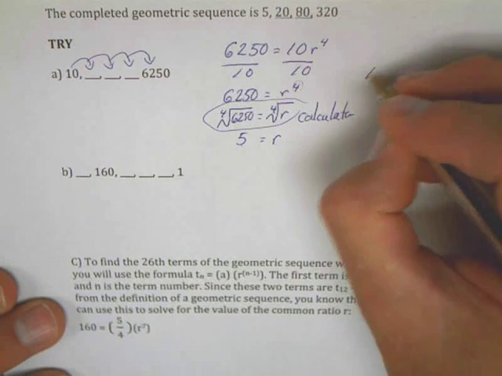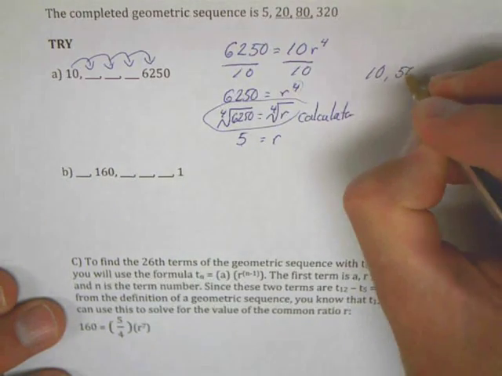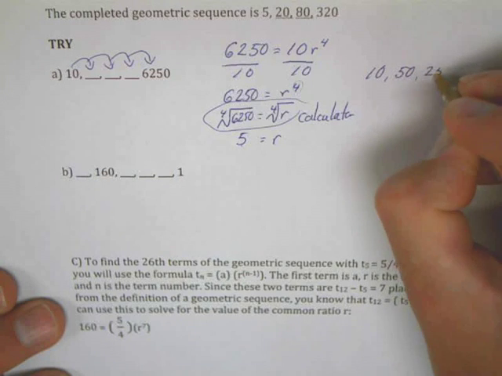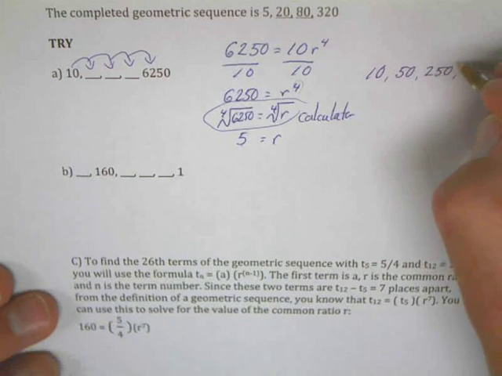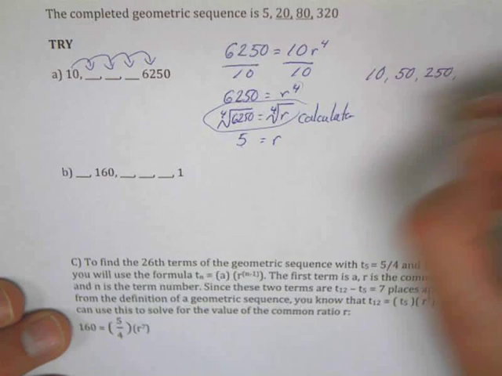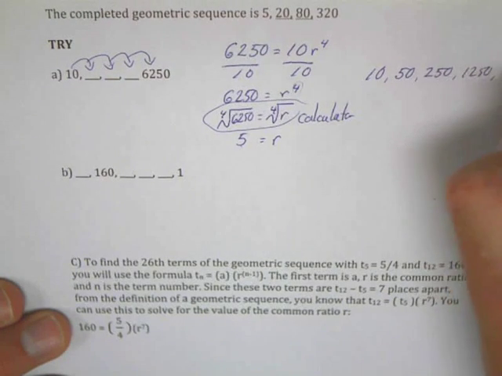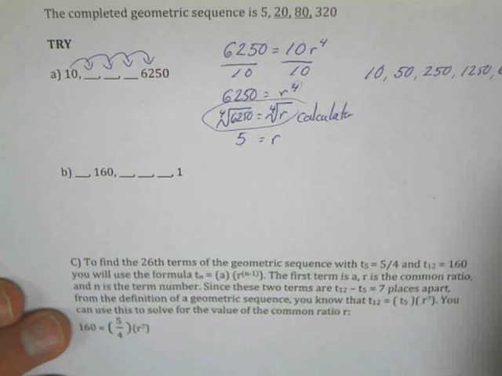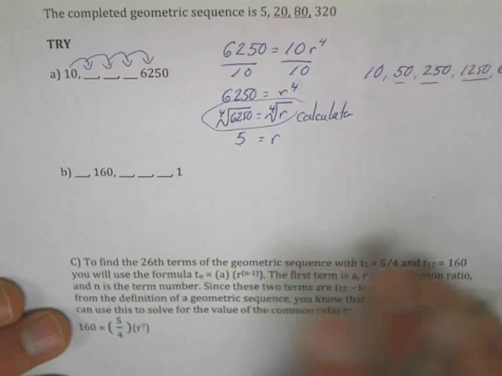So 10 times 5 is 50, times 5 is 250, times 5 is 1,250, times 5 is 6,250. So there's my missing numbers.